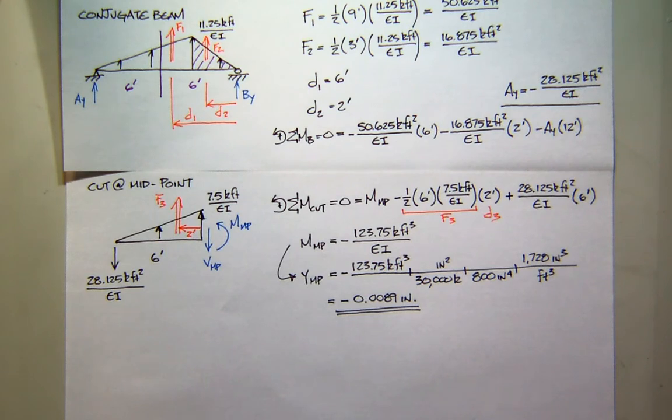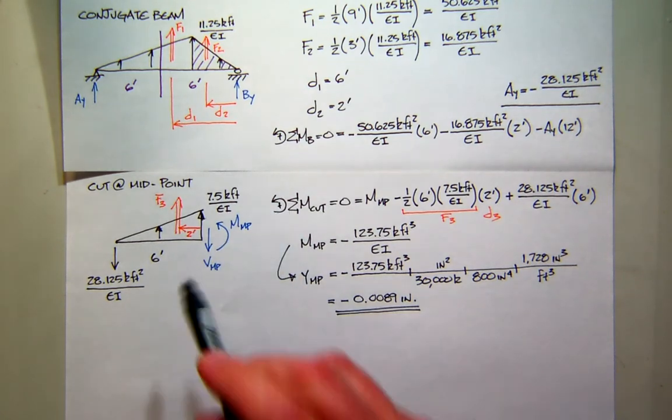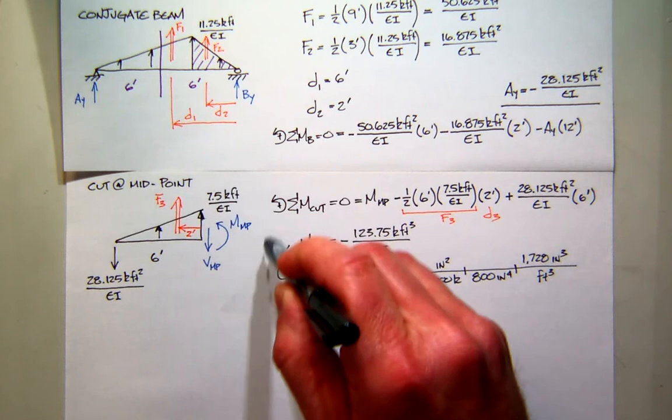Why is the F3, why is that negative and not positive? It's creating negative moment about the cut. Because I'm assuming right-hand rule, which is counterclockwise, and F3 is going clockwise about the cut.